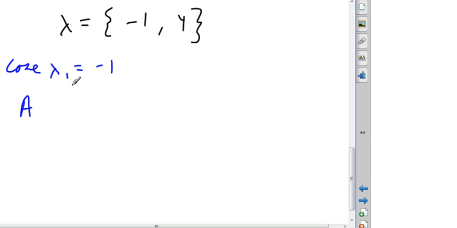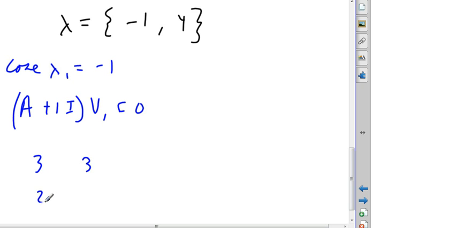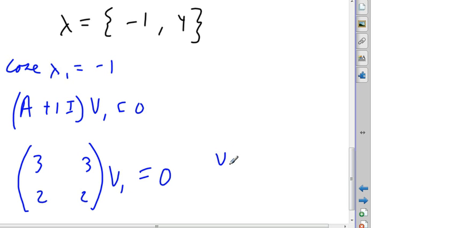And then I'm going to say case 1, lambda 1 is equal to minus 1. So I've got A minus minus 1 I, times v1 is equal to 0. So I'm going to have 3, 3, 2, 2 times v1 is equal to 0. By inspection, v1 is going to be minus 1, 1.